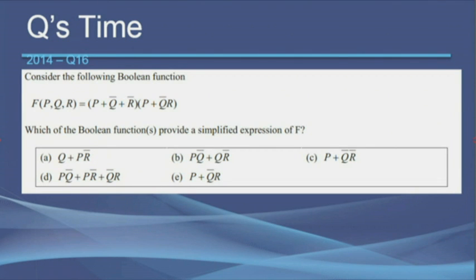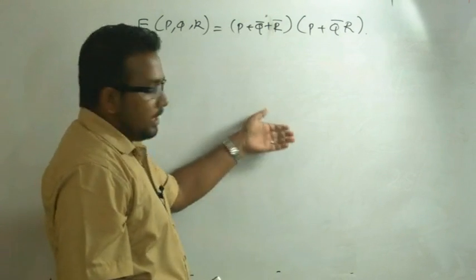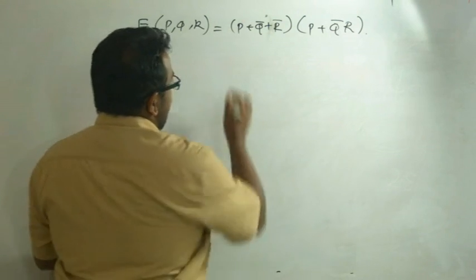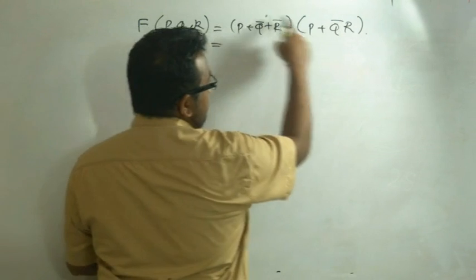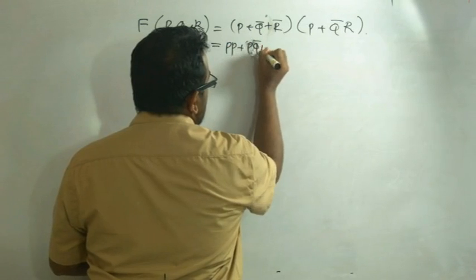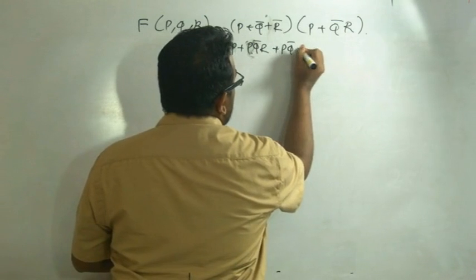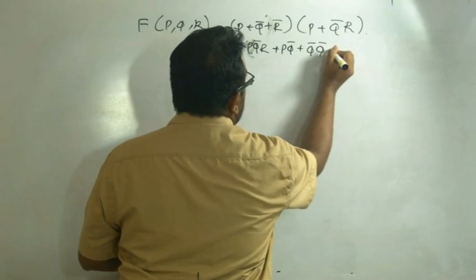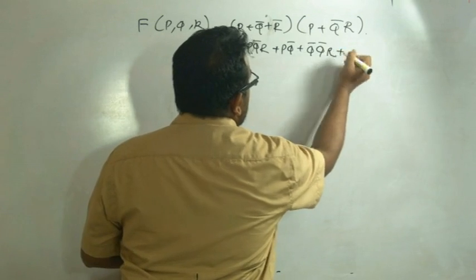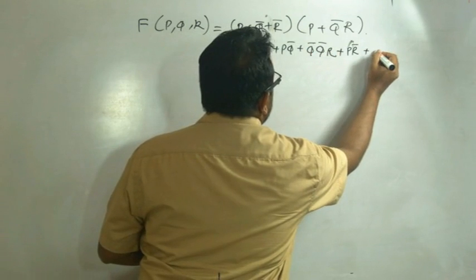Consider the following Boolean function. The function is here, and which of the Boolean functions provides a simplified expression of f? What we have to do is simplify this equation. So here you can see we can multiply this with these two, then we get 2 parts. We can multiply q bar with these two, then we get 2 parts, and we can multiply r bar with the other two, then we again get 2 parts.